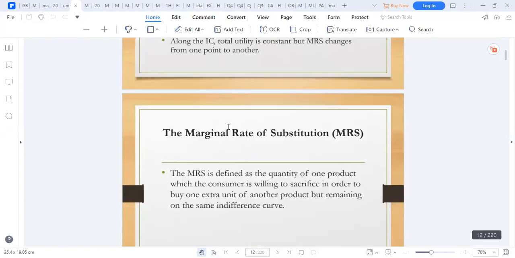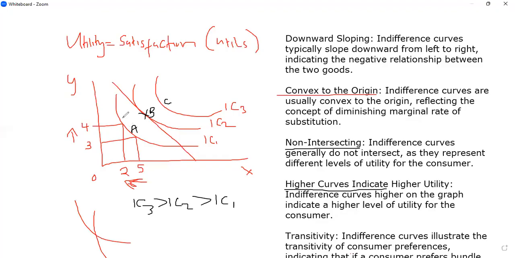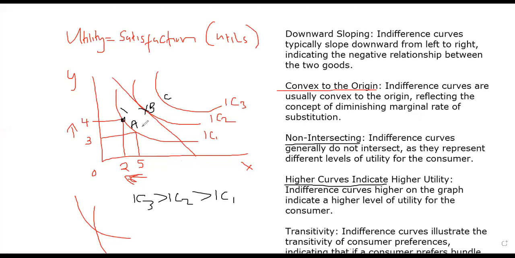So what is the marginal rate of substitution? Marginal rate of substitution simply is defined as the quantity of one good which the consumer is willing to sacrifice in order to buy an extra unit of another, whilst maintaining the same indifference curve. So the movement from X to Y, so from 4 units to 3 units, this gives a trade-off or a gain of 3 more units on X. So this is what we call the marginal rate of substitution.